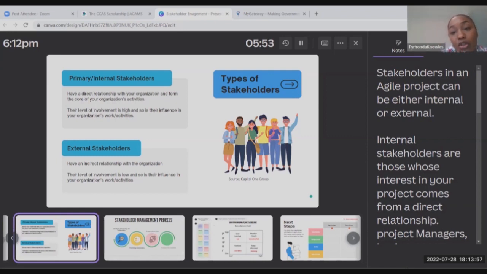So some people you would find as part of your primary and internal stakeholders would be your project managers, your Scrum team, which includes the product owner, the developers, your sponsor, all of those key members. And the external stakeholders would be like the suppliers or the vendors, let's say the public, and any external organization that has some influence, like I said, or stake in the project.